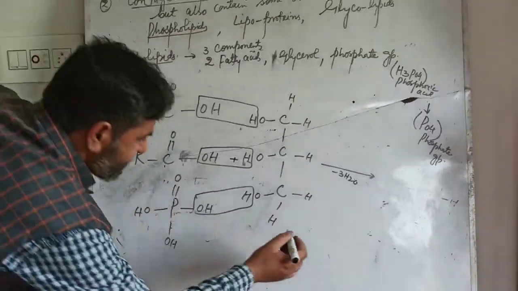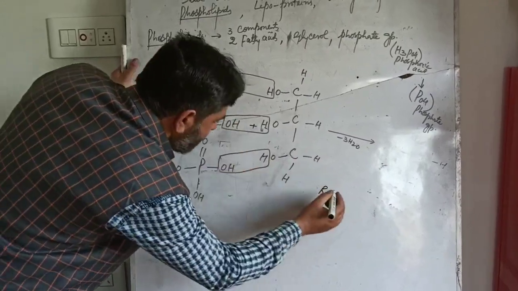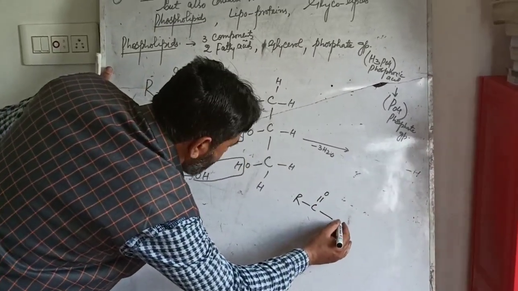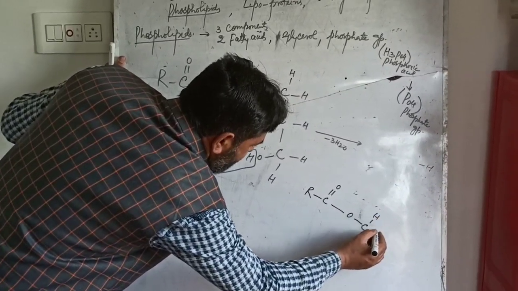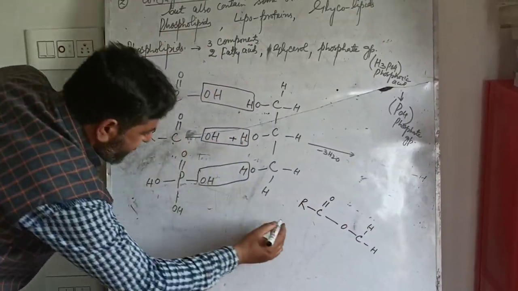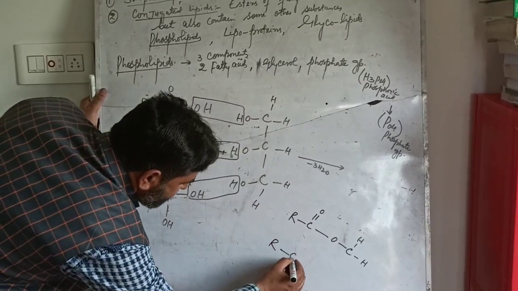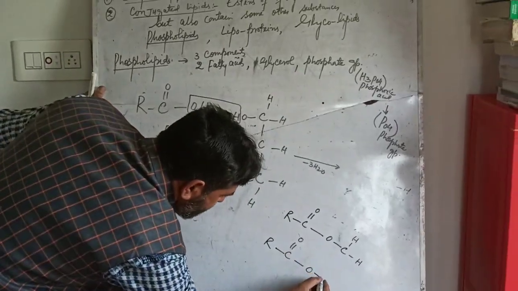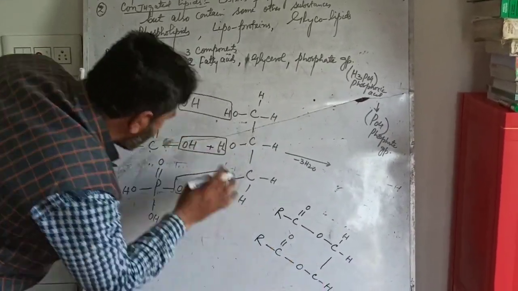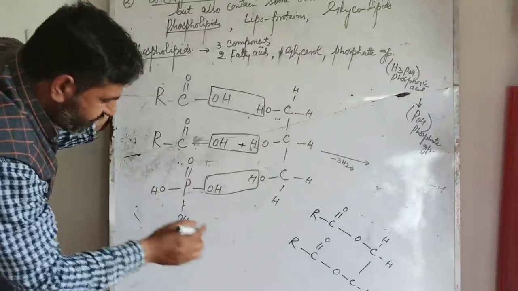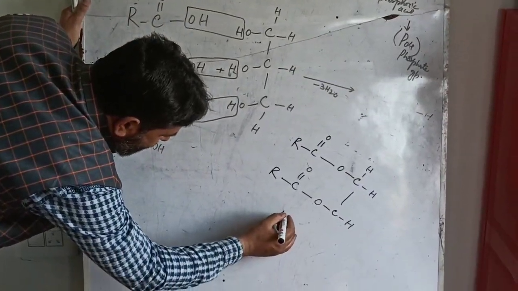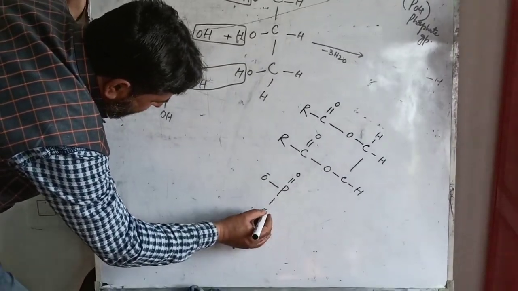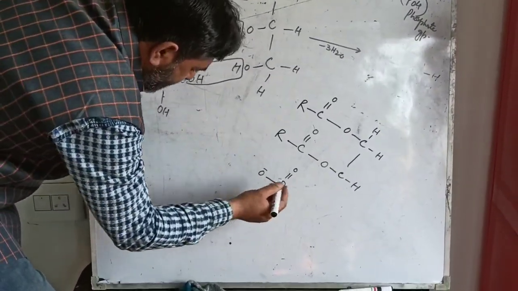Now the remaining structure: R, C double bond O, then this carbon forms a bond with oxygen, this is CH2. Then the second R, C double bond O, this oxygen forms a bond with this oxygen, this is carbon, this is hydrogen. Then third, P double bond with oxygen here. Then OH, I will already write hydrogen here. Why? Because the hydrogen ions are dissociated from this oxygen.